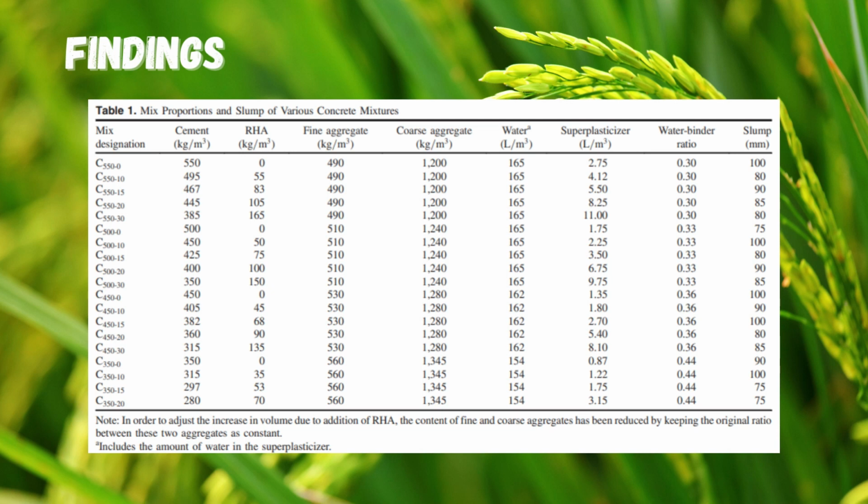And then for the mix proportion of the concrete mix design, Table 1 shows the proportions of various concrete mixtures. For the one that I see, C50, 550 and 20, the cement used is 445. Then the rice ash is 105, with fine aggregate 490 and coarse aggregate 1200, water 16.5, and then the superplasticizer with 5.5. The water binder ratio was 0.3. And then the sum is 90.